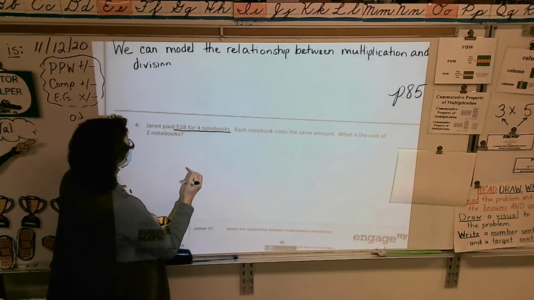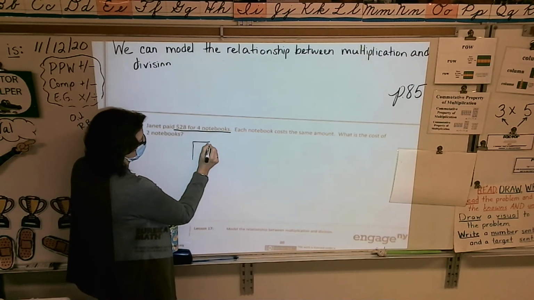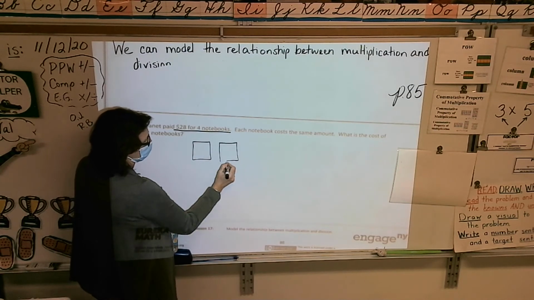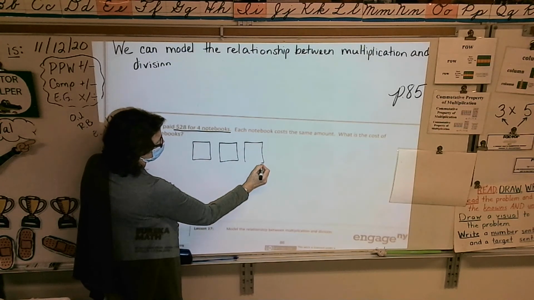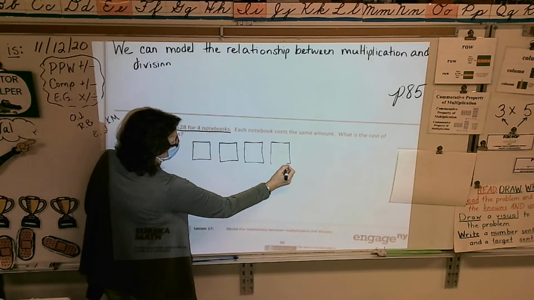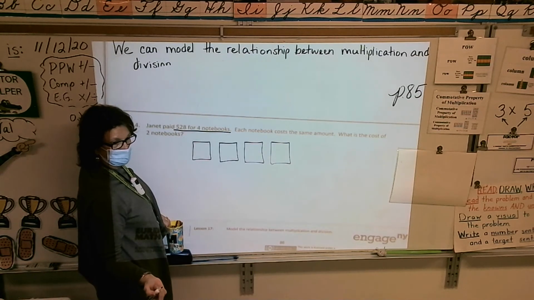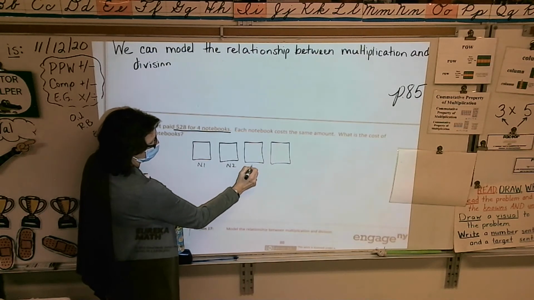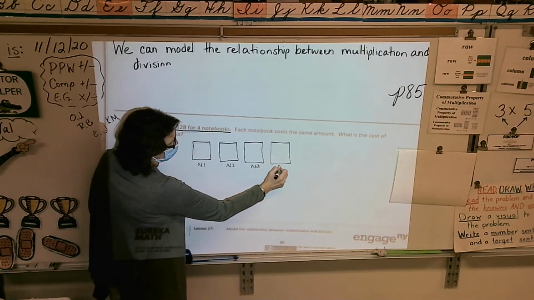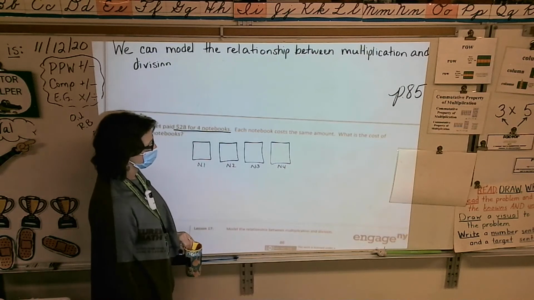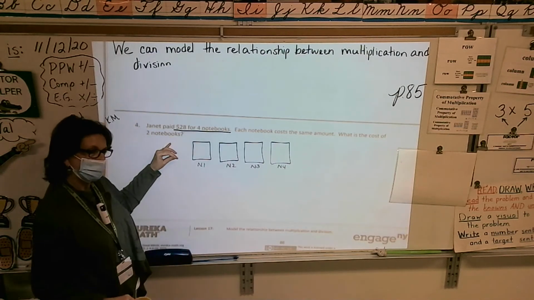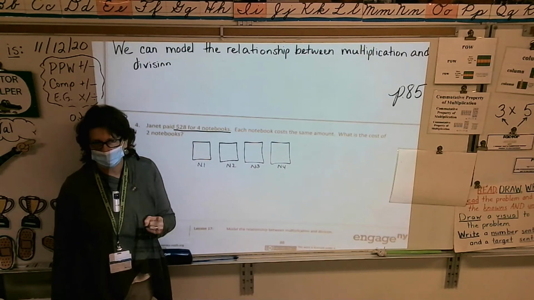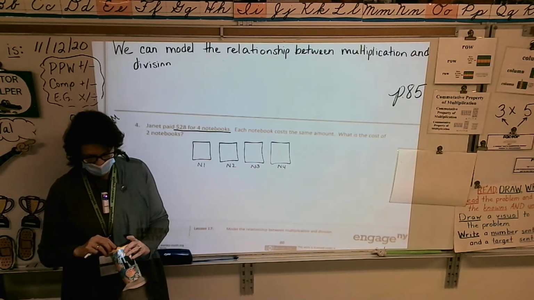So let's go ahead and we're going to draw, we'll just do equal groups, but I'm going to draw squares for mine, or rectangles. Each one will represent a notebook, and we need 4 of them. And if you like to label your drawing, personally I think that's a great idea. I can put notebook 1, notebook 2, notebook 3, and notebook 4. Now I know altogether they cost $28. What strategy will I use to figure out the cost of 1? What strategy can I use?